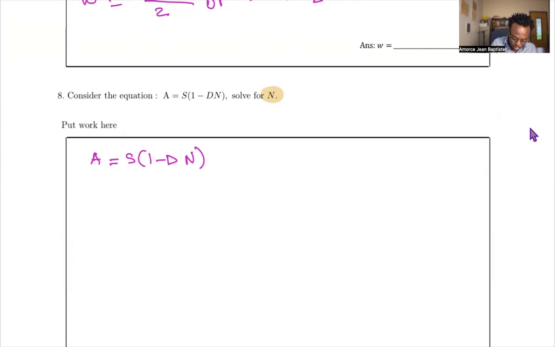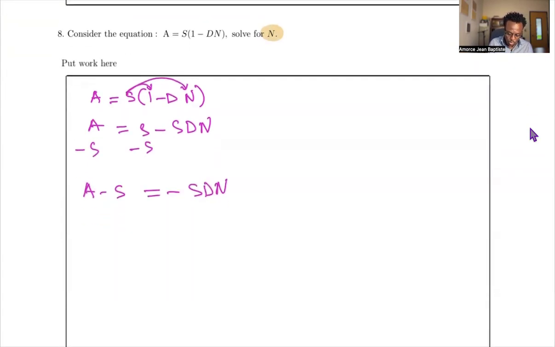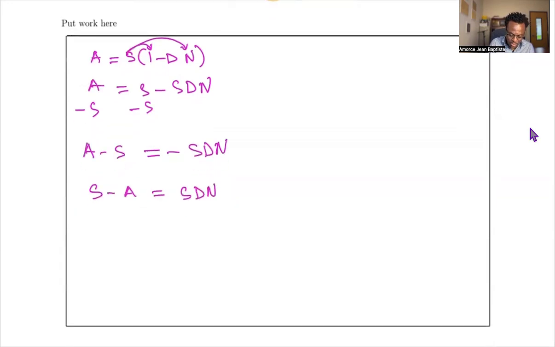So here we want to distribute because n is what we're solving for and it's inside. So I'm going to have A equals S minus SDN. And I'm solving for n, so I can subtract S on both sides. So A minus S is negative SDN. And we can multiply both sides by -1, so we get a positive number. So S minus A will be SDN. Then we can divide by SD. So N equals S minus A over SD.